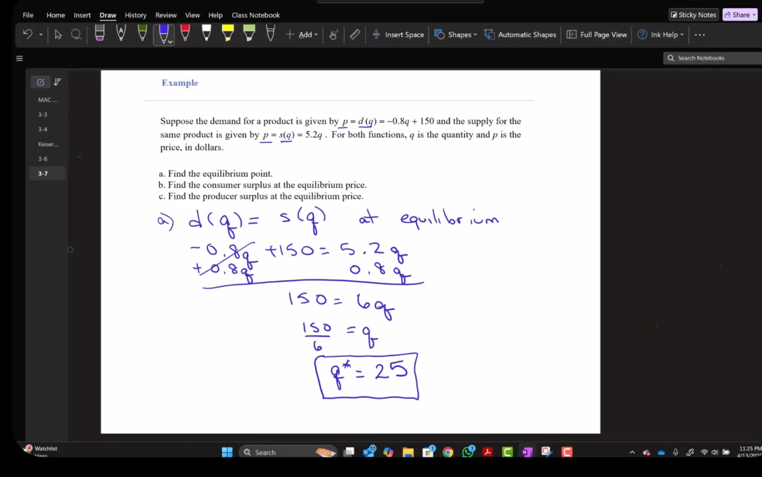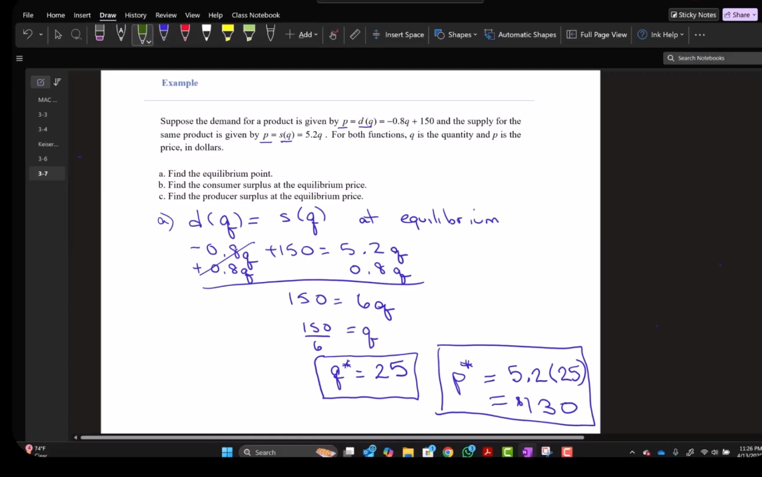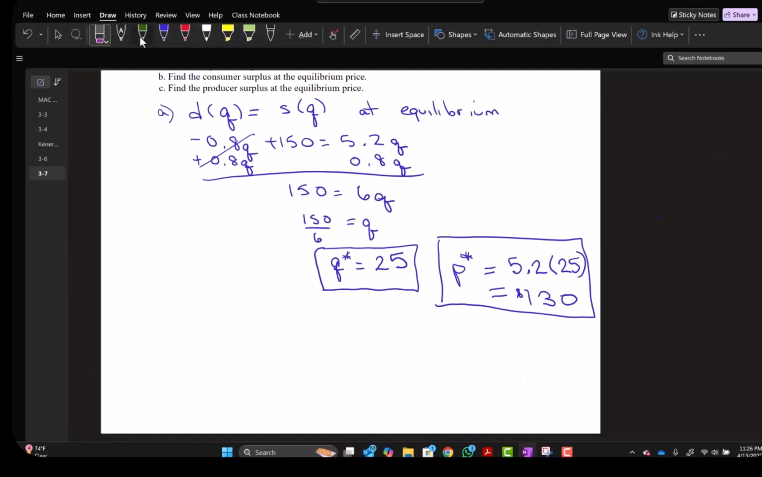I can now find my equilibrium price by plugging 25 back into either one of the two equations, because remember, they're equal. I'll just say equals 5.2 times 25. That is equal to $130. That's my equilibrium price. That's the final answer for A. B, find the consumer surplus at the equilibrium price.